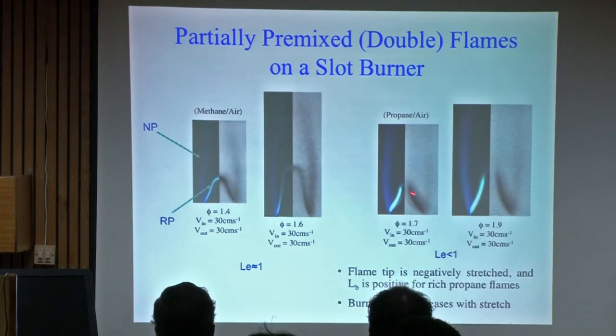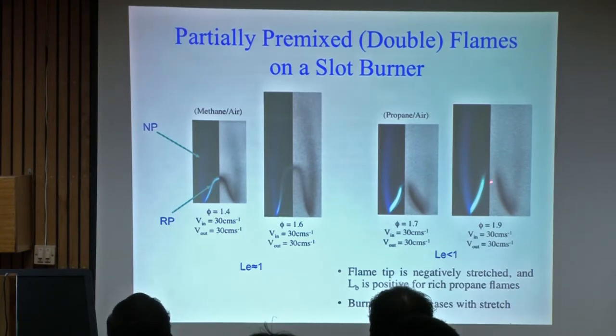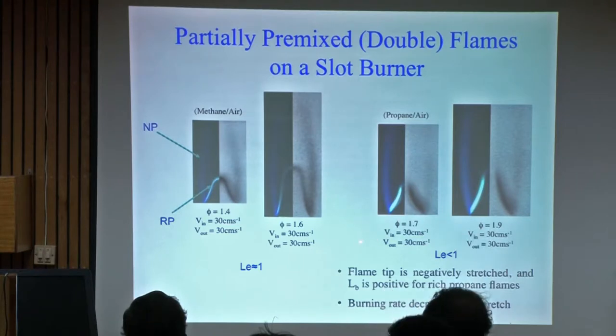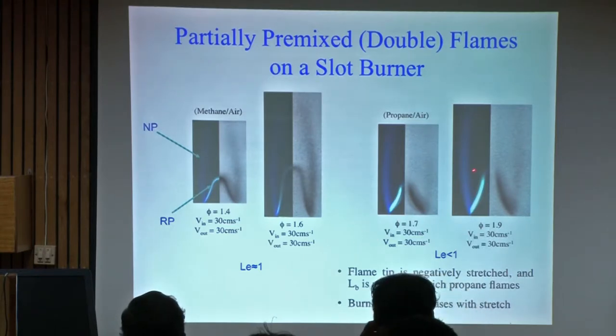So the tip opens, that means there is a local extinction. So this is the effect of the strain rate and the Lewis number effect, which causes the flame to extinguish near the tip.